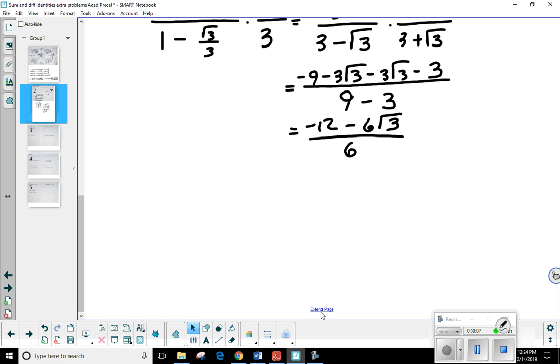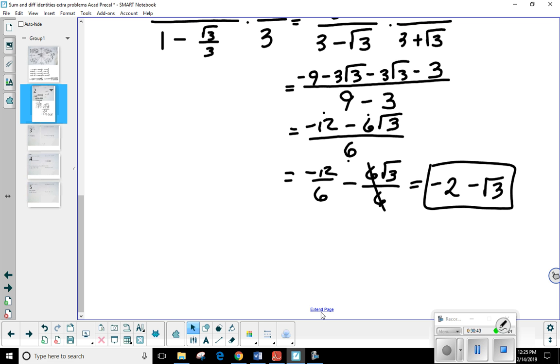Yeah, you'll notice if you end up in a situation where both of your numerators can simplify with your denominator, I think it's always a good idea to do it. If only one of them would simplify, I probably wouldn't worry about it. So I'm going to go ahead and say negative 12 over 6 minus, because we have this minus right here, 6 square root of 3 over 6. So what's negative 12 over 6? Cool. Negative 2 minus what? Square root of 3. There we go.